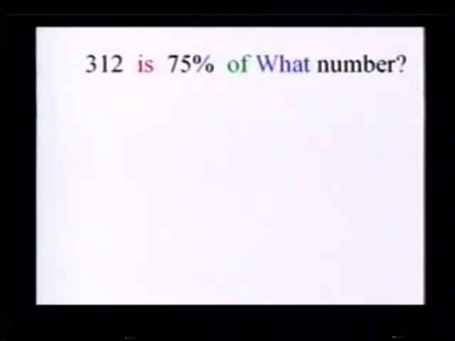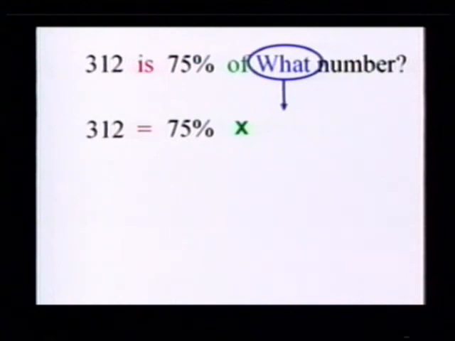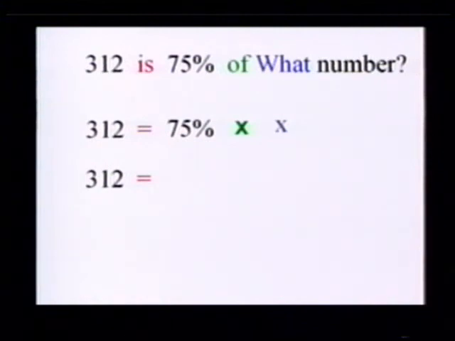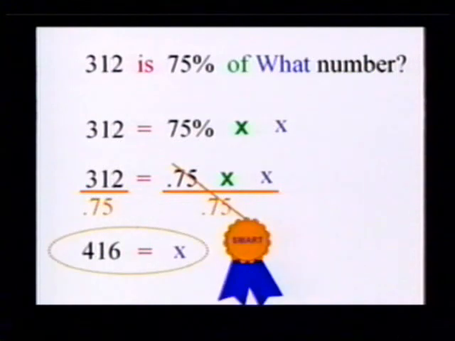Okay, let's do one more. Already in math language is. Most of this is already in math language. Of. And what number? And all we have to do now is get x alone. Now, let's convert 75% to a decimal. And now get x alone. We divide both sides. And doing your division, you got an answer. X is 416. So these conversions are not that difficult. Excellent. Got the idea?